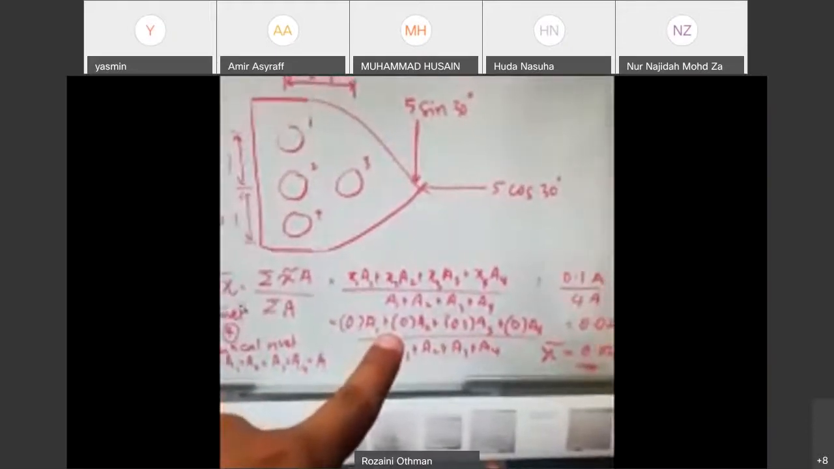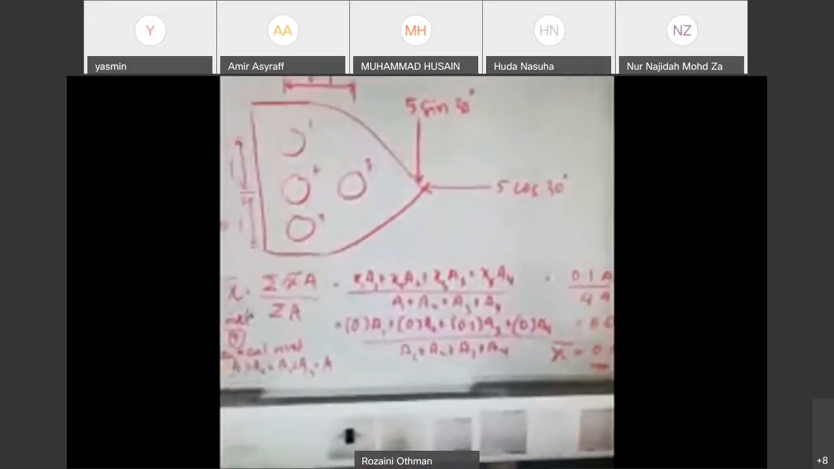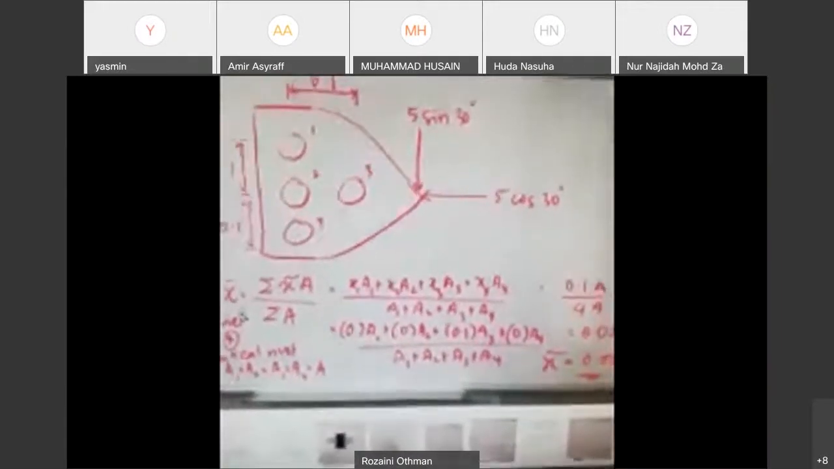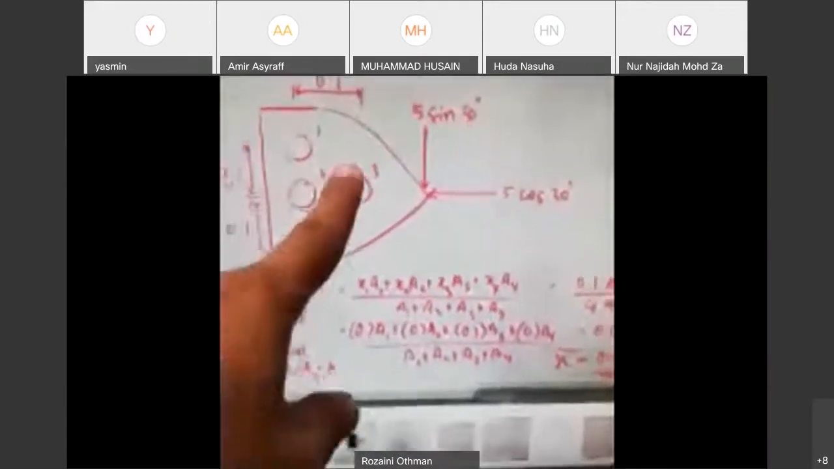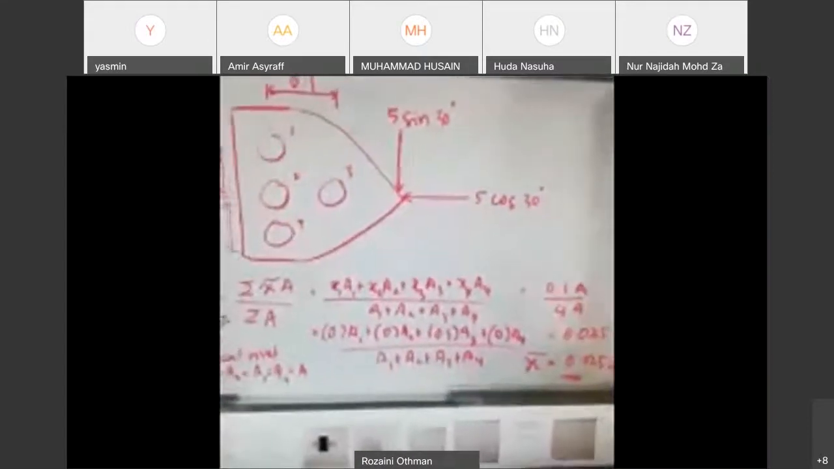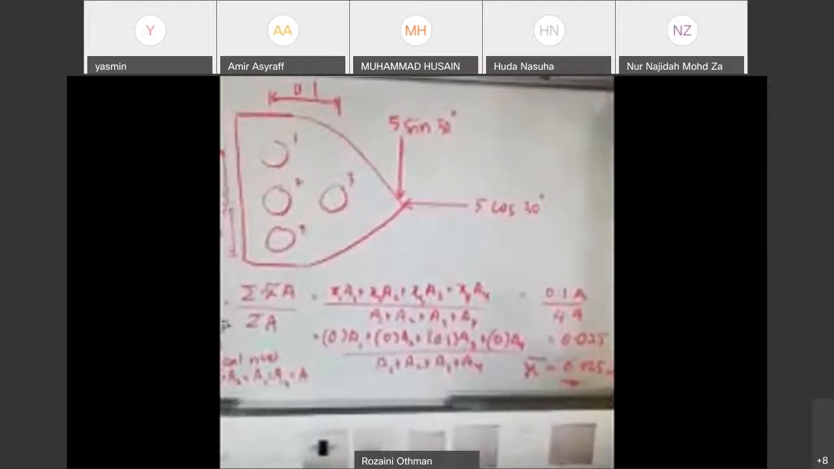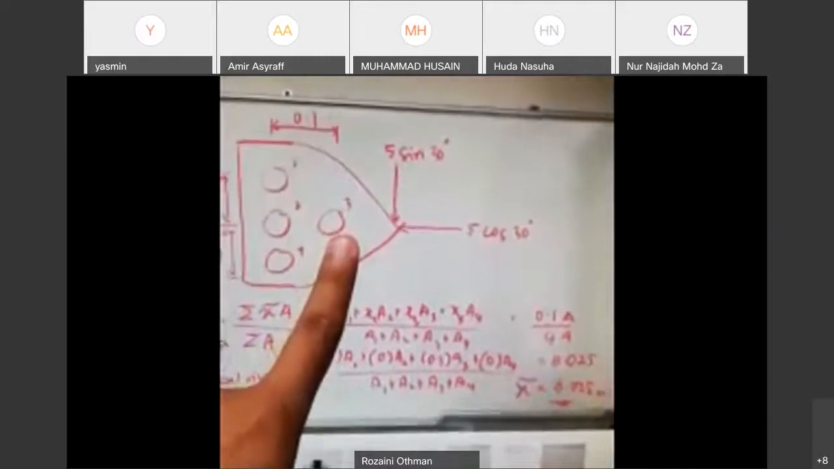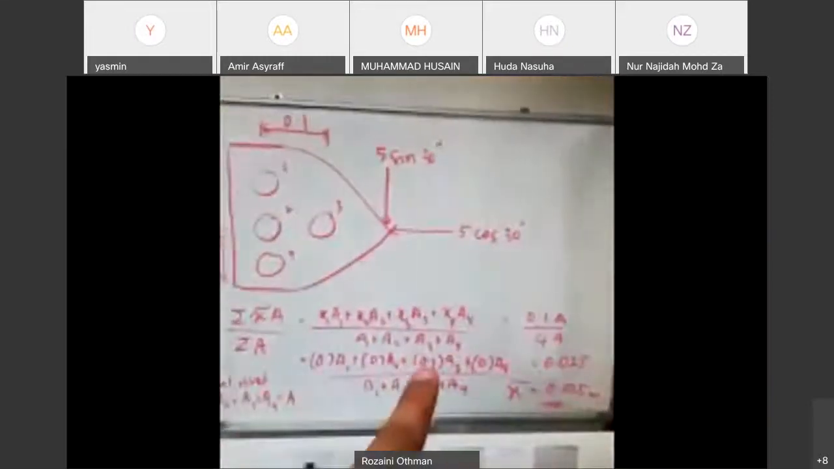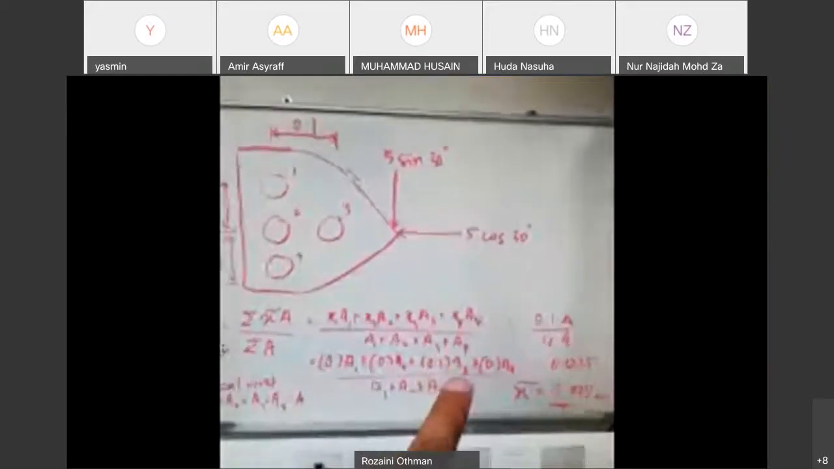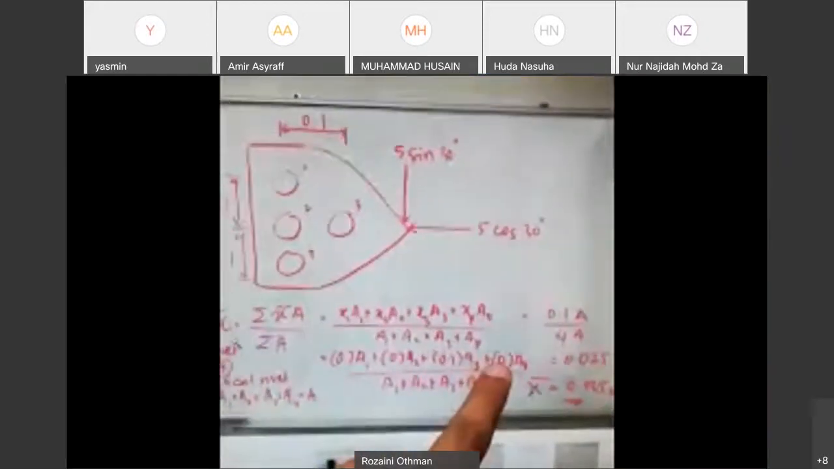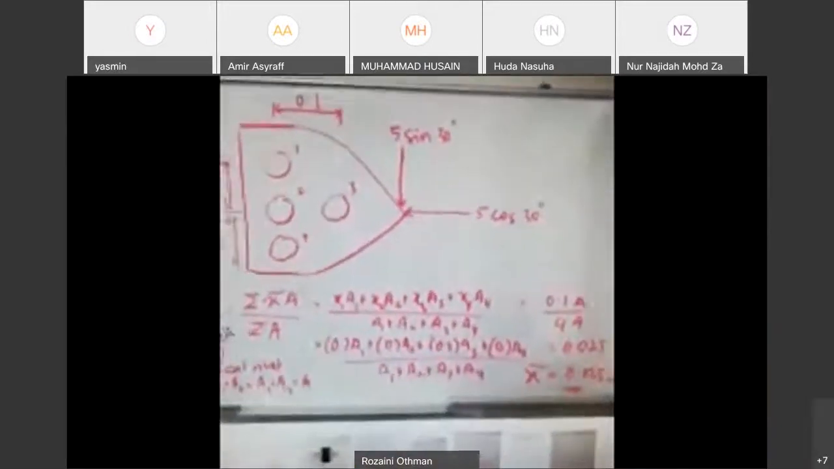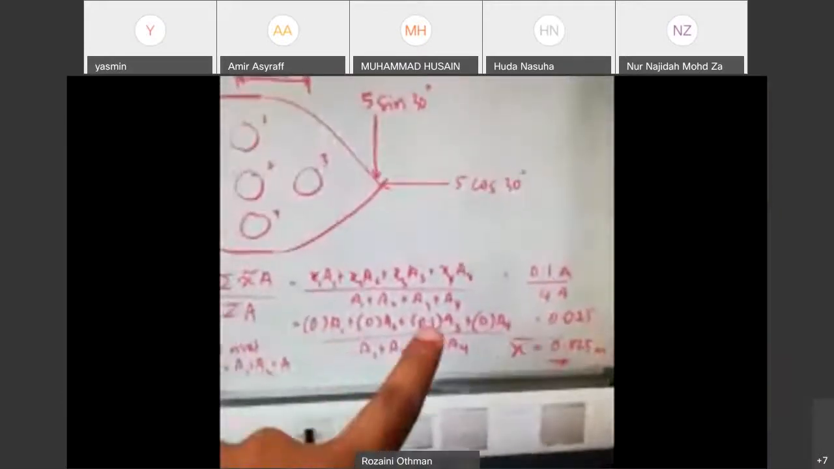Similarly for rivet number 2, it is in line with rivet number 4, so there is no distance in the X direction. So 0. But for rivet number 3, there is a distance from rivet number 4 of about 0.1. And rivet number 3 is to the right side, so it's positive. Positive 0.1 times A3 plus 0 times A4. 0 because rivet number 4 is the reference, so it is zero. Right, divided by A1 plus A2 plus A3 plus A4.